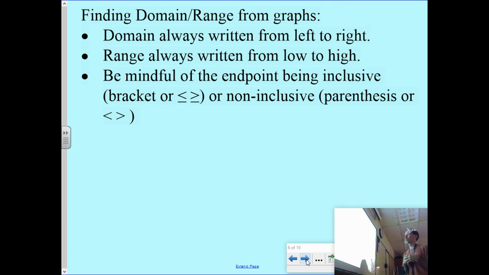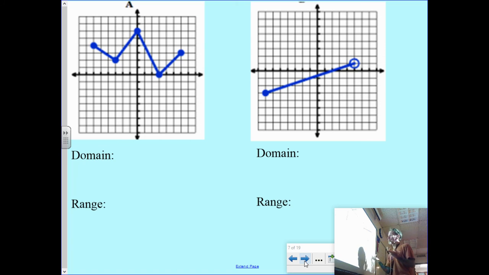Also, just a quick review from your algebra days. Remember, domain is always written from left to right, and the range is always written from low to high. And of course, we want to be mindful of the starting or ending points, if there is one. If it's an open circle, it's going to be non-inclusive, so you use a parenthesis or just a plain less than or greater than. If it's a filled-in circle, a hard endpoint, then that's where your bracket or less than or equal to sign comes in.